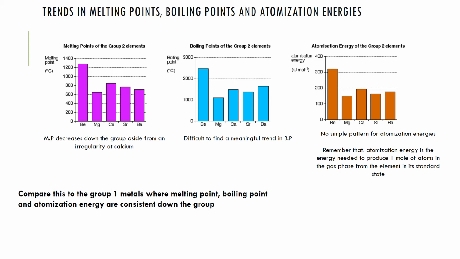And just a reminder that atomization energy is the energy required to produce 1 mole of atoms in the gas phase from the element in its standard state. Now, if you compare this with what we saw in the last lecture for the group 1 metals, where we had a very consistent trend for melting point, boiling point, and atomization energy, this is completely different. And of course, all we've done is move one group right in the periodic table. So the question is, why do we not see consistent trends in these 3 properties in group 2 like we do in group 1?